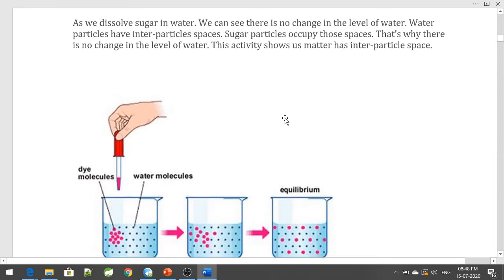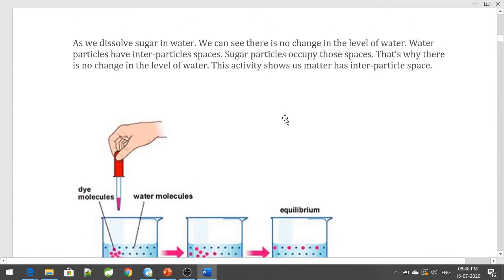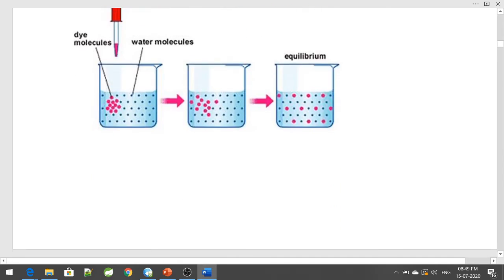Now this is the liquid. How does the diffusion process happen in liquid? As we dissolved, this is the same, but here he is taking 3 beakers. He is dissolving a dye molecule, a colored molecule. These are the water particles, these are the dye particles. They are uniformly arranging themselves with the water molecules. Okay, same.